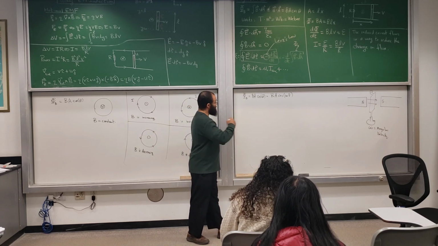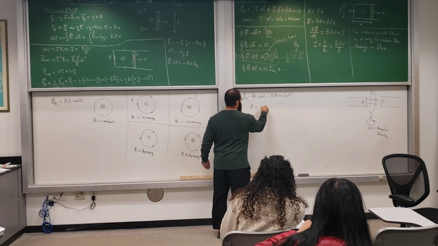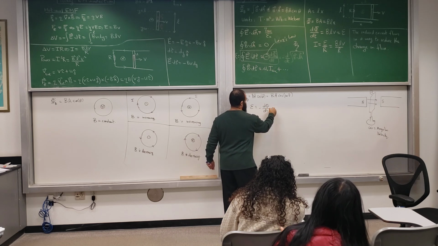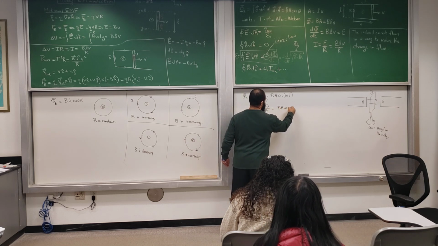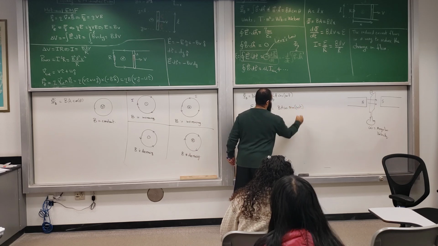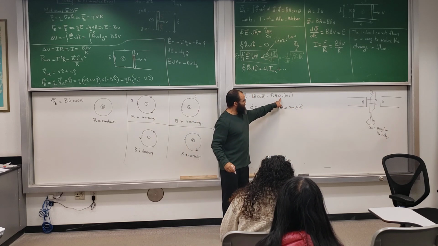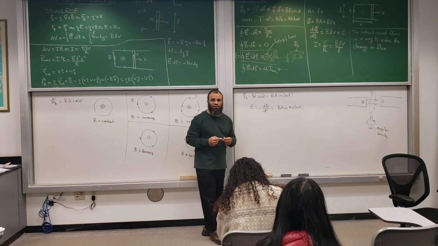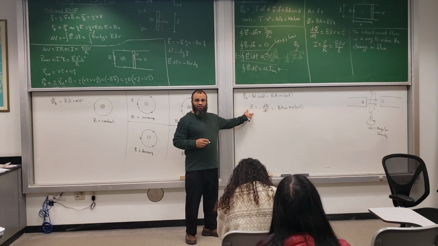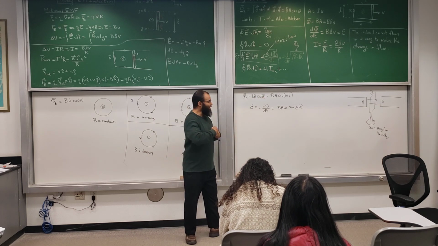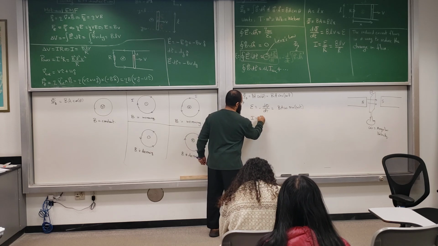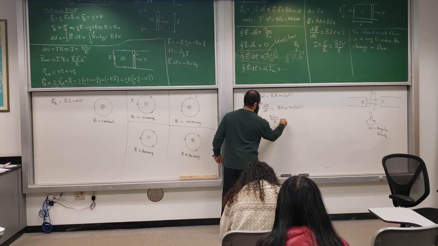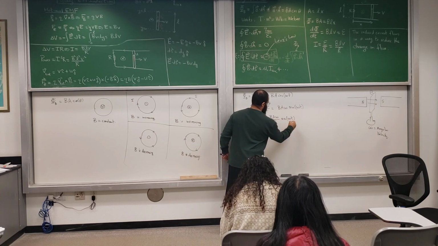Right? That's the flux. So the induced EMF is going to be minus d flux dt. It's going to be B times A times omega times the sine of omega times t. The derivative of cosine is minus sine of omega times t. That's the induced EMF. So as long as you spin, there will be this. And if the light bulb has a resistance R, then the current, right?